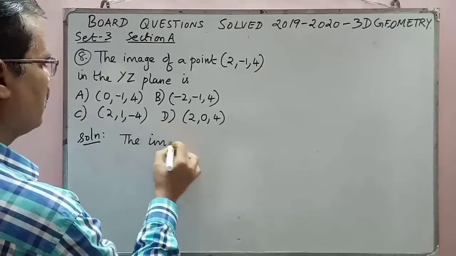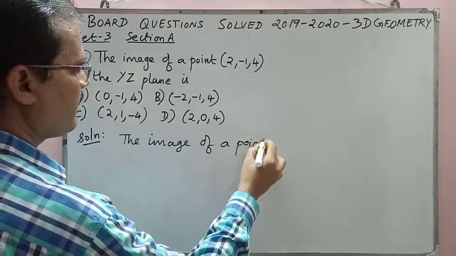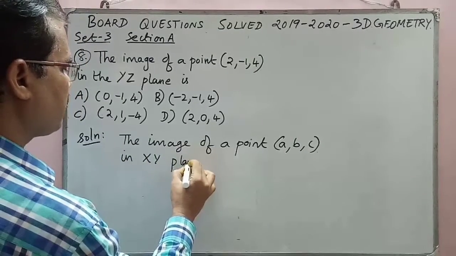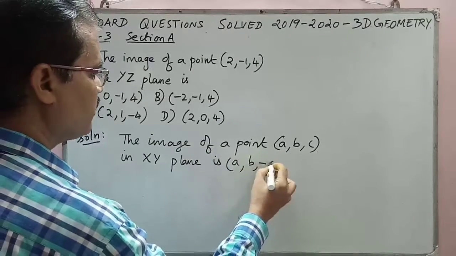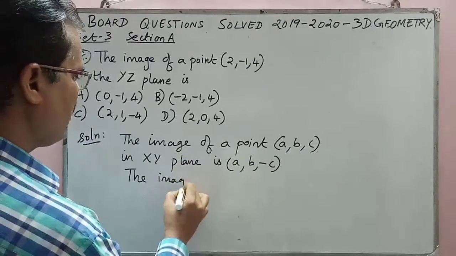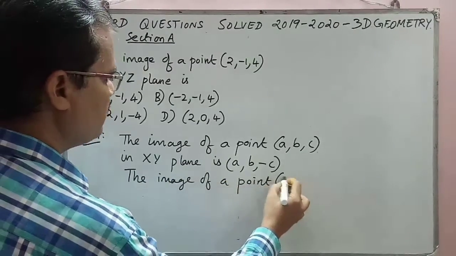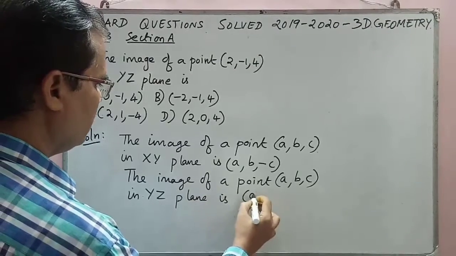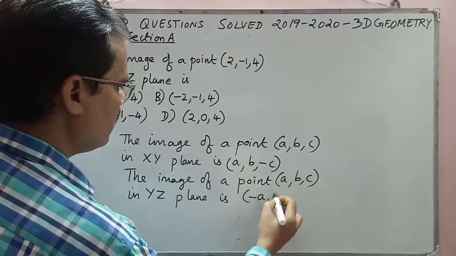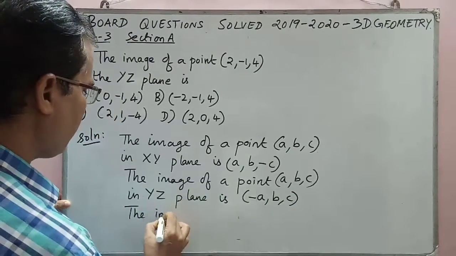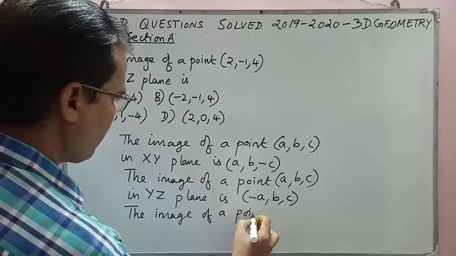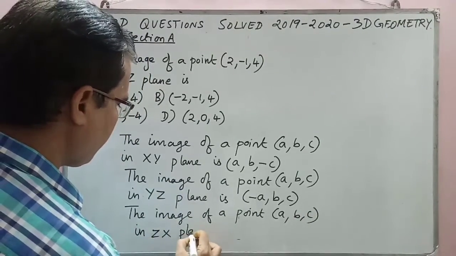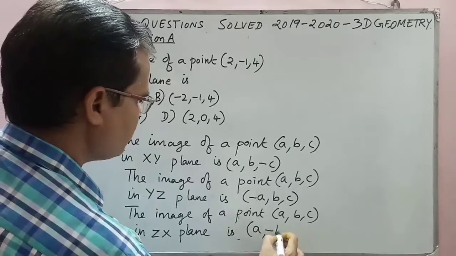The image of a point A, B, C in XY plane is A, B, negative C. The image of a point A, B, C in YZ plane is minus A, B, C. The image of a point A, B, C in ZX plane is A, minus B, C.